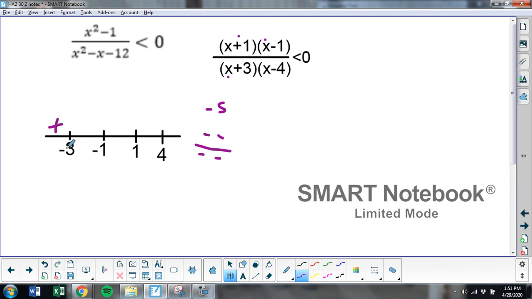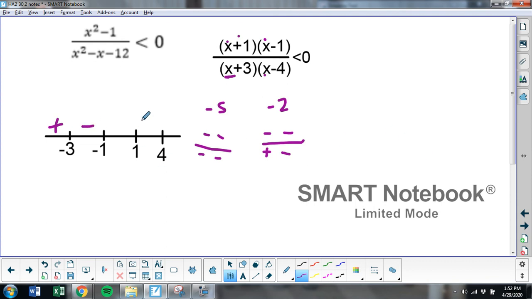Let's do the same thing. Pick a number between negative 3 and negative 1. We'll go with negative 2. Plug in negative 2 here. That's going to give you a negative. Plug in negative 2 here. Negative. Oh, but if I plug in a negative 2 plus 3 is 1. That's positive. Plug it in here. That's going to be negative. What will I get here? A negative times a negative over a positive times a negative. That's going to be negative.